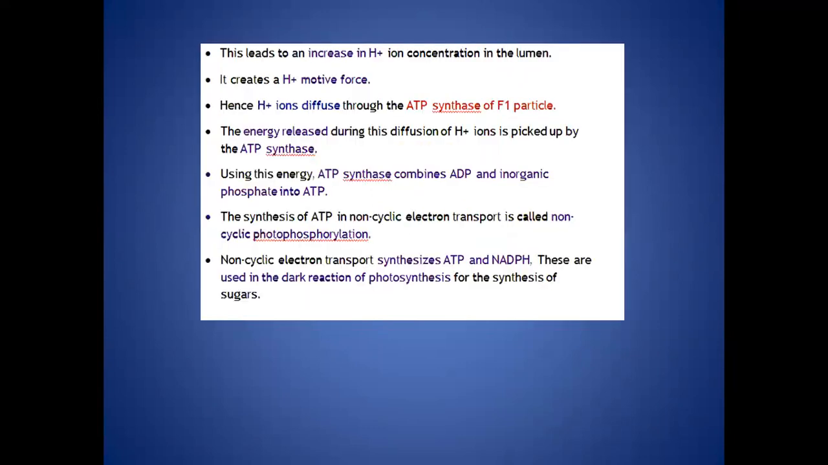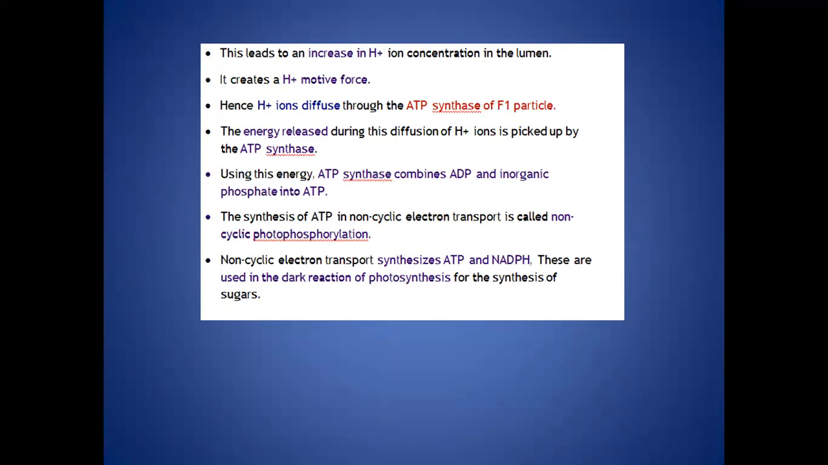Now, this leads to an increase in H+ ion concentration in the lumen. Whenever the concentration is more, these H+ ions will create a force known as the proton motive force or the H+ ion concentration gradient force. This H+ ion diffuses to the ATP synthase or the F1 particles. The energy released during this diffusion of H+ ions is picked up by the ATP synthase. So using this energy, ATP synthase combines ADP and inorganic phosphate to form ATP.